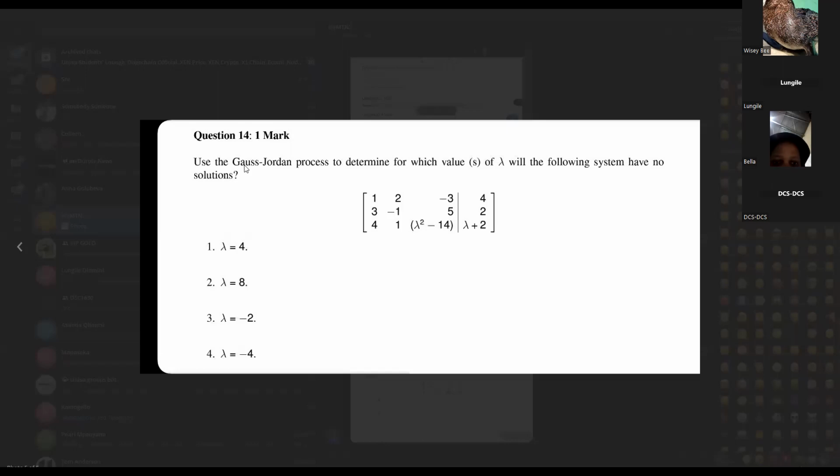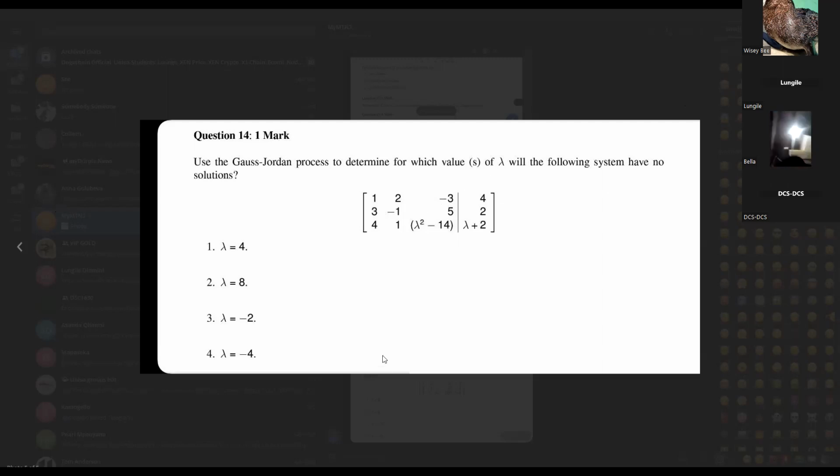Use the Gauss-Jordan process to determine for which values of lambda the following system will have no solutions. Actually, you don't need the Gauss-Jordan process here. You just need Gaussian elimination. Gaussian elimination is enough for you to determine for which values of lambda the system will have no solution. But I'm going to take you through all three options that we have. For those who are here, they will know that you only have three options: no solution, one solution, and many solutions. So for those who were here 2 days ago.